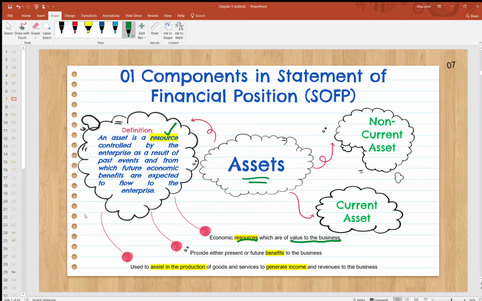Okay, bagi apa yang berharga untuk business, bagi value to the business, and then it provides either present or future benefits. Okay, sebab dia dah bagi resources, dia akan bagi benefit to the business also, and dia akan tolong assist in the productions of goods and services to generate income to the business.